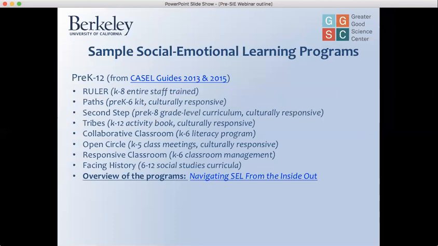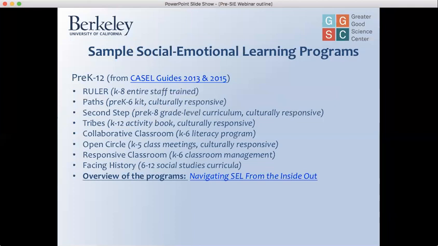What was kind of surprising to me, but I think really important to know, is that many do not actually cover all of CASEL's 5 competencies. If you'd like an in-depth look at what specific skills 25 of these programs do cover, I recommend looking at Harvard's report called Navigating SEL from the Inside Out, which I have hyperlinked here. Also, some of the programs claim that they're culturally responsive. I've listed those that do here on this slide.